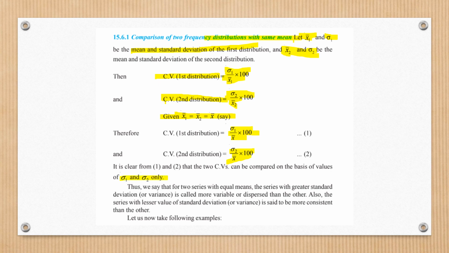In such cases, on the basis of just sigma, because the rest of the things are the same, the standard deviation will give you the idea of the variability or stability of the data. We say that for two series with equal means, the series with greater standard deviation is more variable or dispersed than the other. Also, the series with less standard deviation will be more consistent than the other.